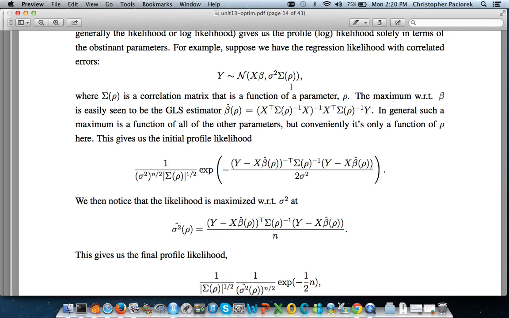So now I'm going to have L, with a little p on it to indicate this is now a profile log likelihood. I still have sigma squared. Nothing has changed in terms of that. I still have the -1/2 log of sigma. And then I have -1/2, but now I'm going to have y minus x beta of rho transpose sigma of rho. Sorry, I keep changing that.